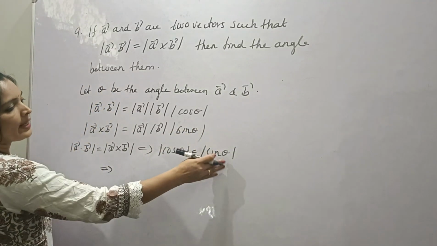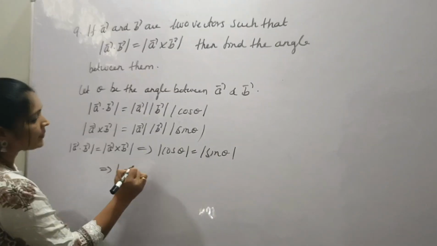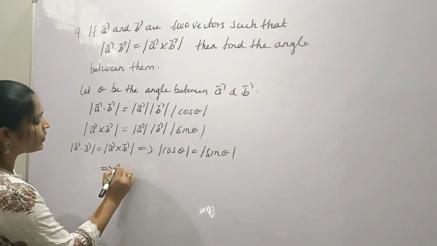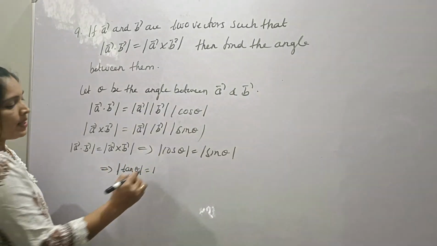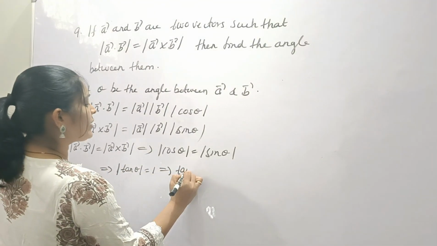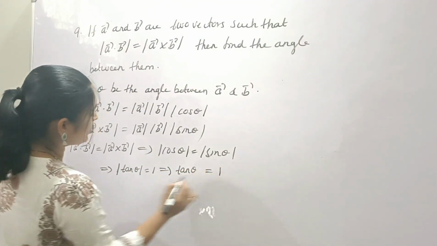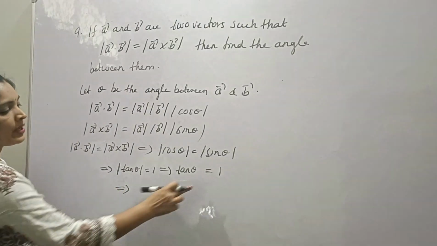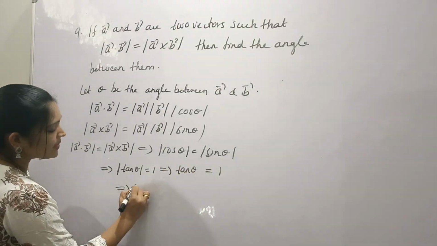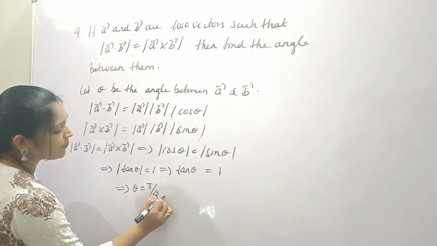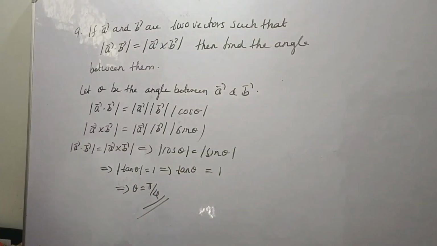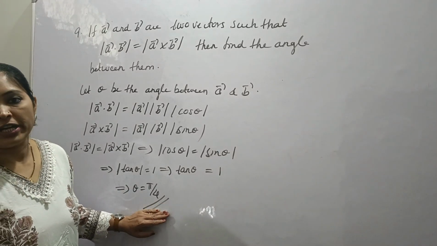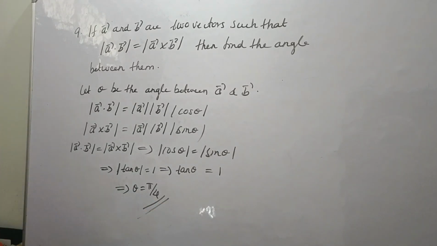That implies, take cos theta there, so it will be modulus of tan theta is equal to 1. So that implies modulus of tan theta means tan theta is equal to 1. That implies here theta is pi by 4. Tan pi by 4 is 1. Therefore, angle between vector A and vector B is 45 degree, that is pi by 4.